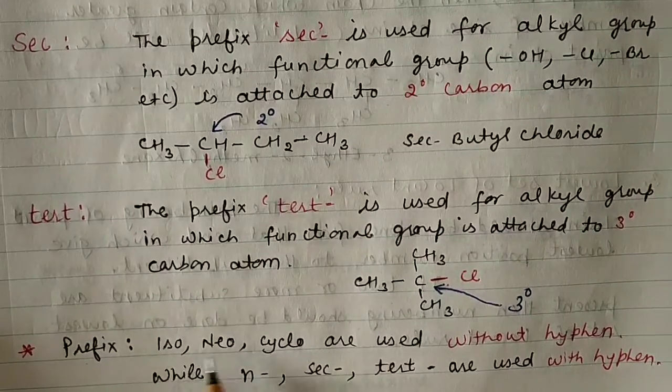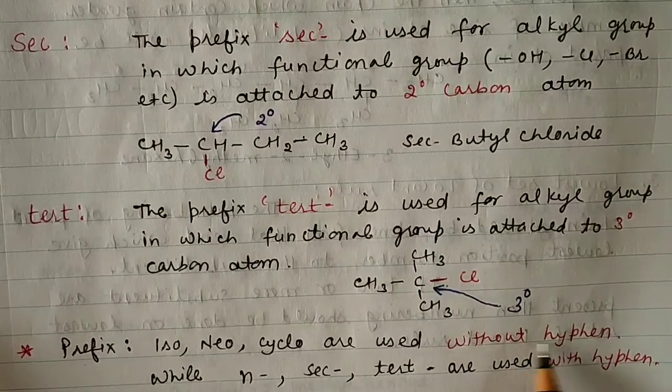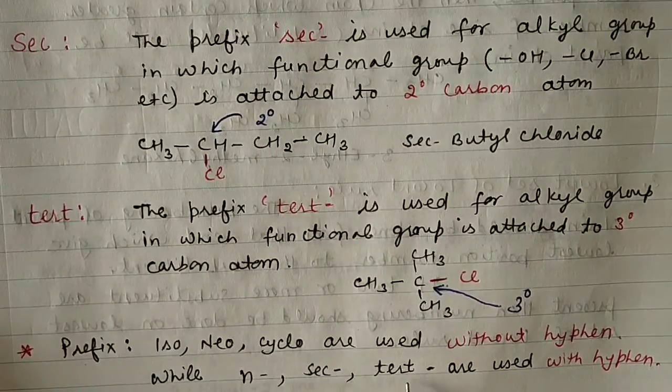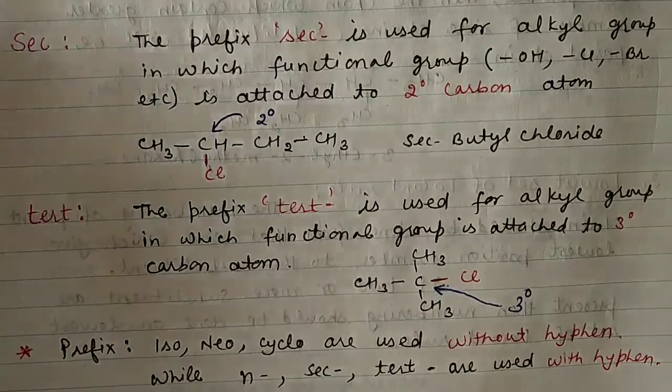Prefixes iso, neo, cyclo are used without hyphen. You have to keep this thing in mind. Without hyphen we will make use of iso, neo, cyclo. While for n, secondary, tertiary, we have to use the hyphen, like this. This is the hyphen.